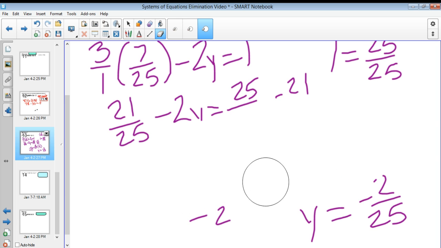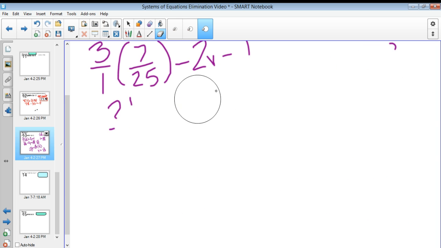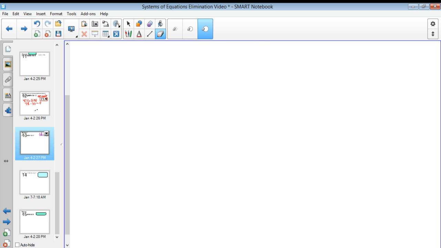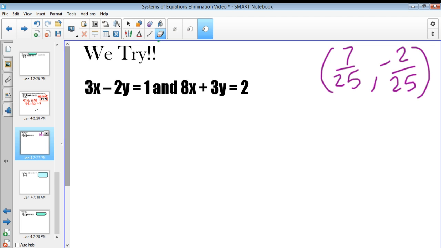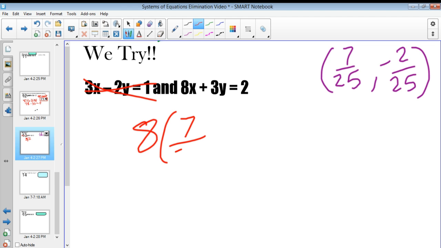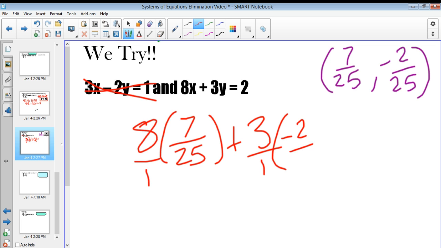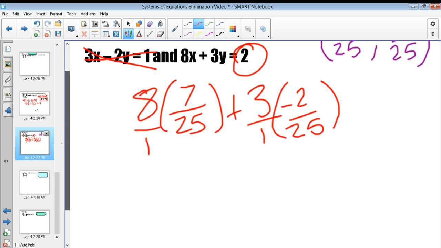And if you have an answer like that, especially on the test, I highly, highly recommend that you go through and make sure to check your answer. Because especially with a fractional answer, you want to make sure that you get it right. Since we used this left equation, we can't use that to check because that's how we got our y value. So I use my right equation and I say 8 over 1 times 7/25, plus 3 over 1 times negative 2/25, and we want that to be equal to 2. That's our goal here.